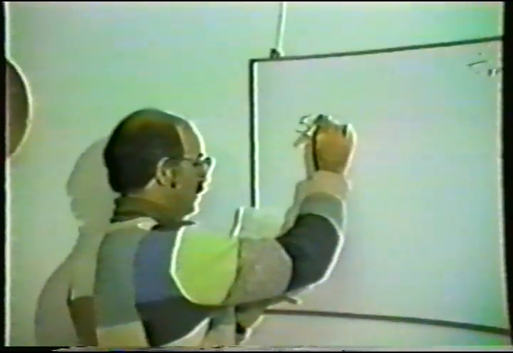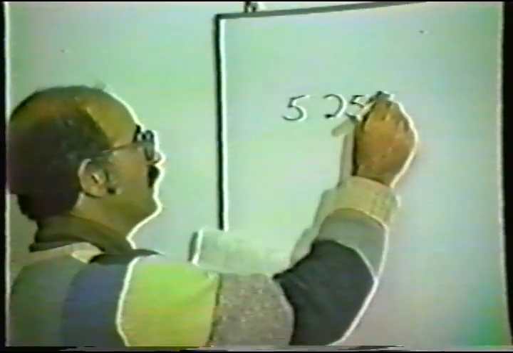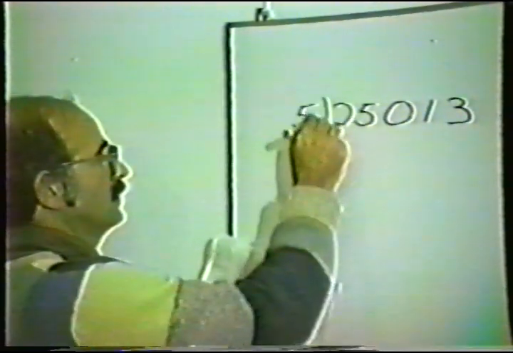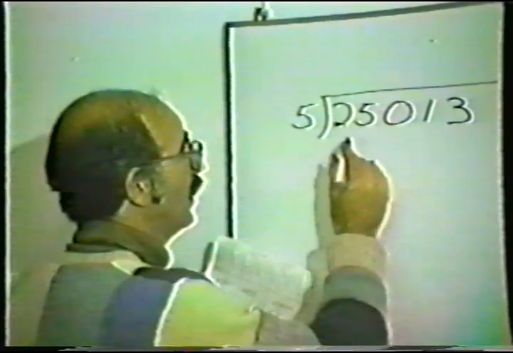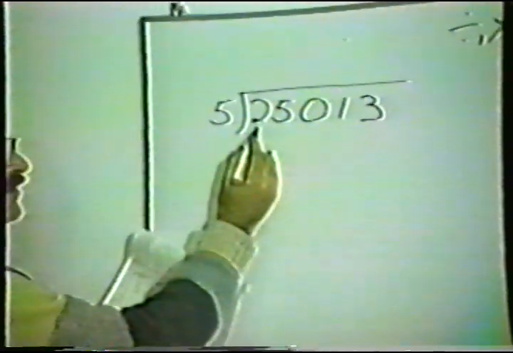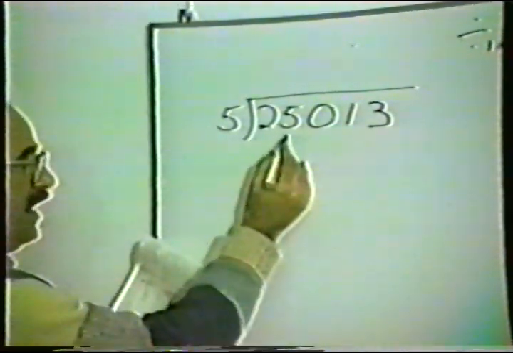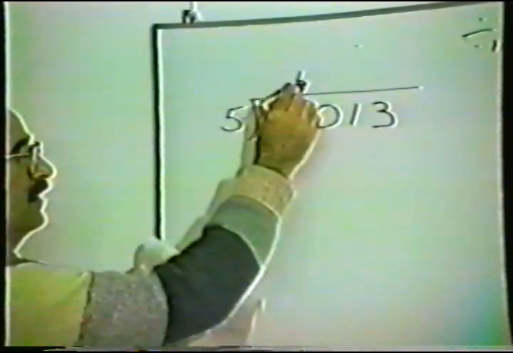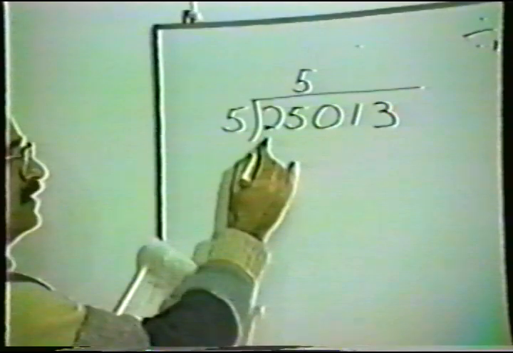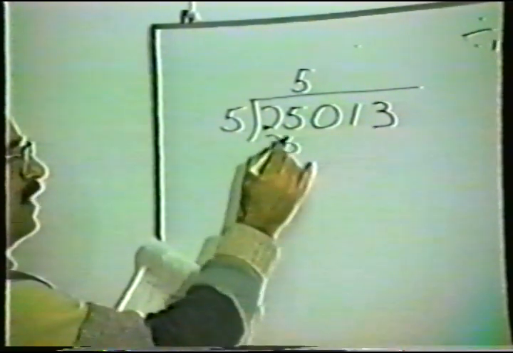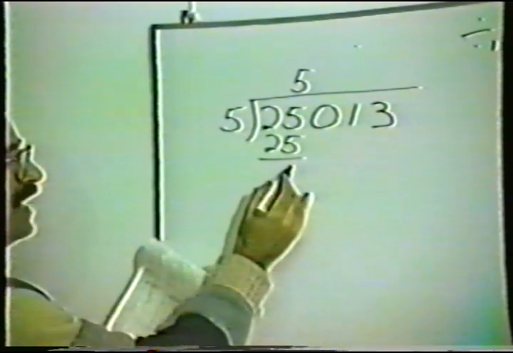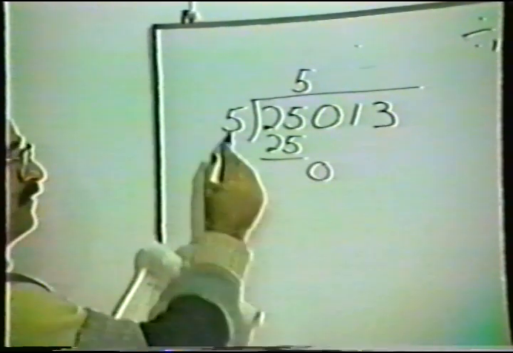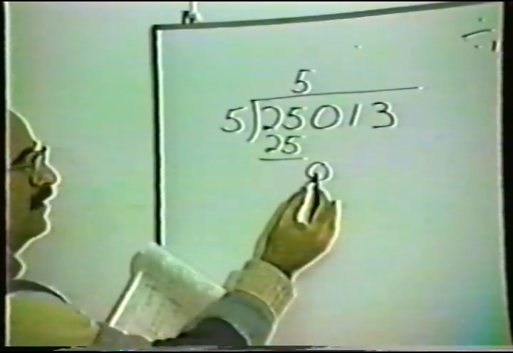5 into 2, 5, 0, 1, 3. 5 into 2, no. Okay, 5 into 25. 5 into 25 is 5. 5 times 5 is 25. Subtract, get 0. Bring down the 0. 5 into 0 goes 0.